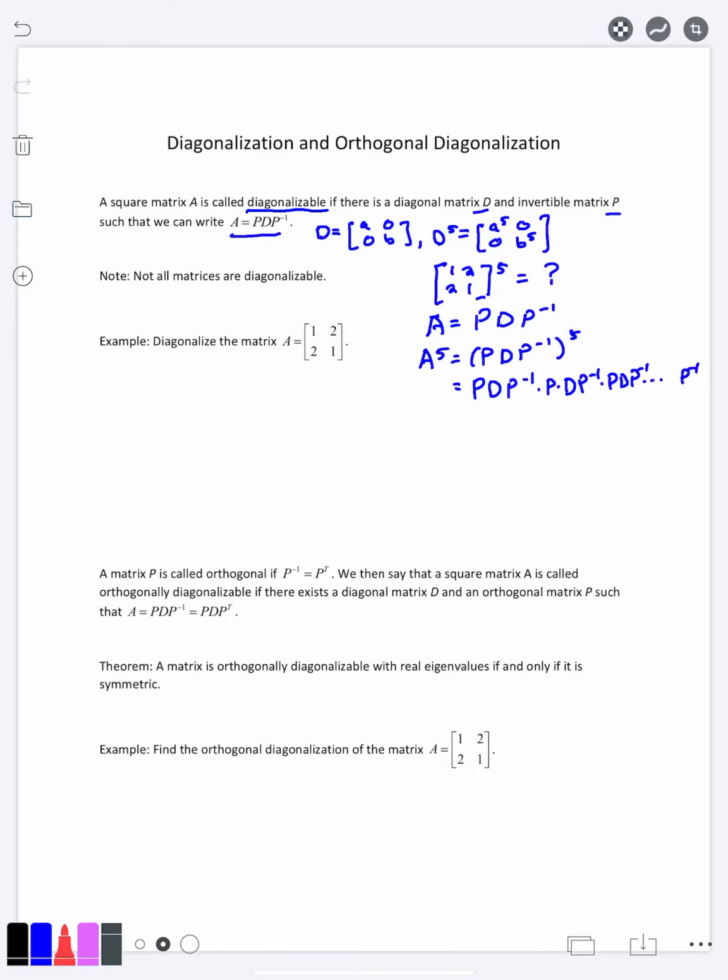And something kind of magical is going to happen. All the inner ones, P inverse times P, are going to cancel out. What you're going to be left with is just P, then all 5 of the D's you had, and then one last P inverse. So it's P D to the fifth P inverse. And we just saw that taking a diagonal matrix to a power is really easy. So what this does is allow us to take powers of matrices in a much easier fashion, as long as we diagonalize the matrix first.